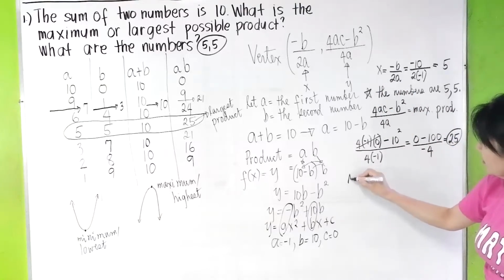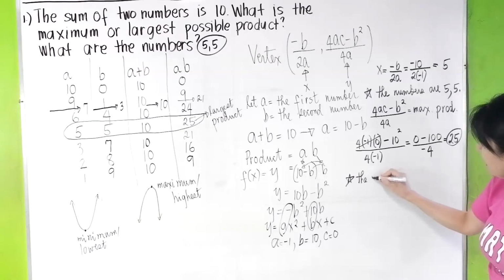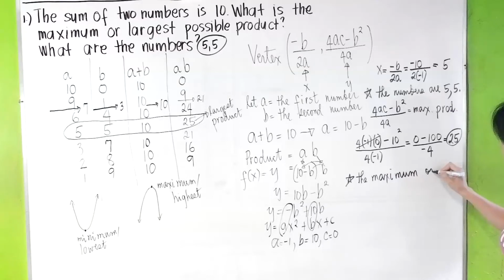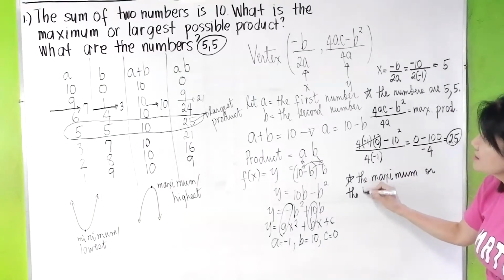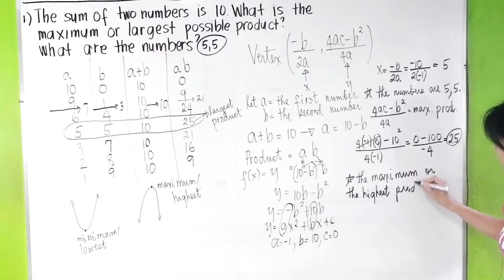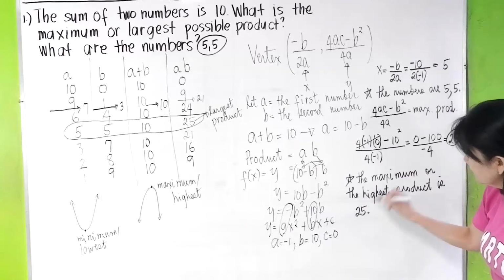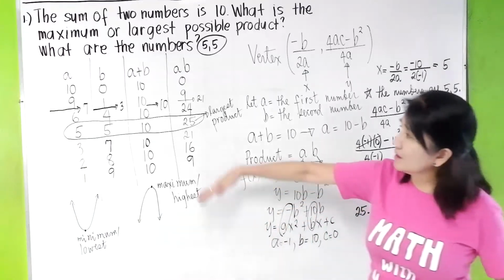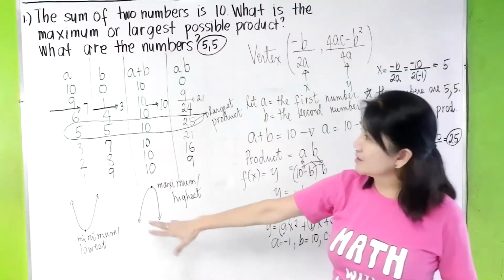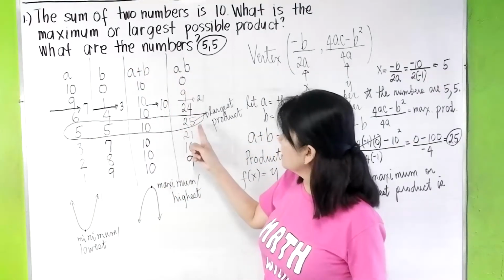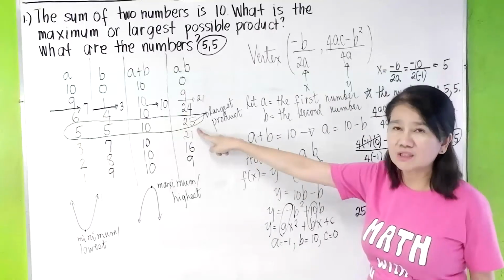So we can write here the maximum or the highest product is 25. Let's just have a recap. Have you seen that we tabulated here the numbers, and we have seen that when the numbers are 5 and 5, the product is 25, which is the maximum product.